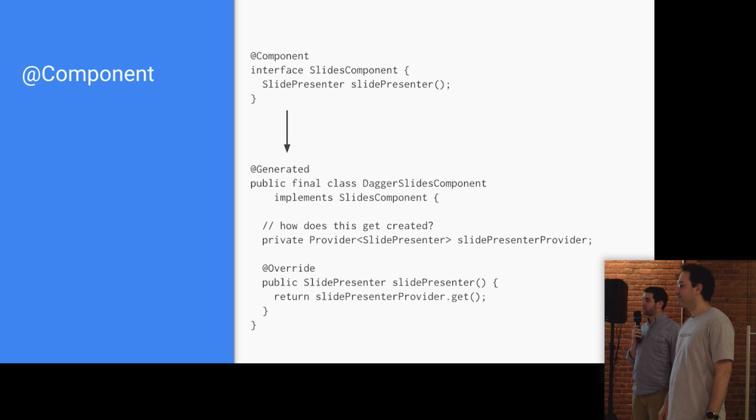And then the core point that we want to talk about is this field, the provider of SlidesPresenter. What is that? How does it get created? And so on and so forth. So you can see in the implementation that the slidePresenter method returns the result of get. So what exactly is that? Let's understand that.